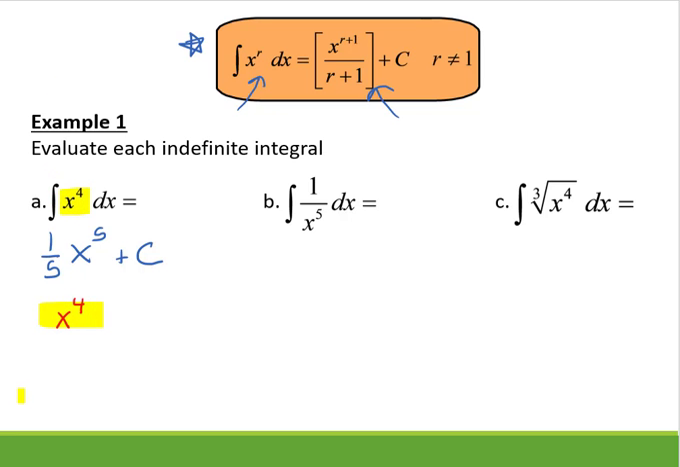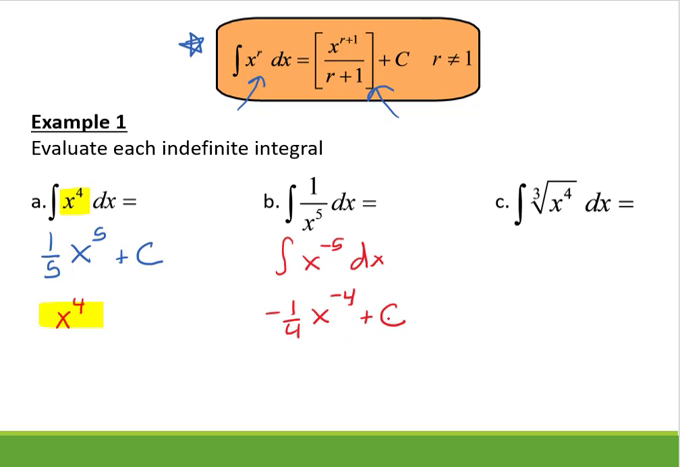What I would do here on this example is I would rewrite this as x to the negative 1/5 dx. So, and then I add 1 to my exponent, 1 over your new exponent, and don't forget your constant. That's called the constant of integration. Don't forget your plus c.